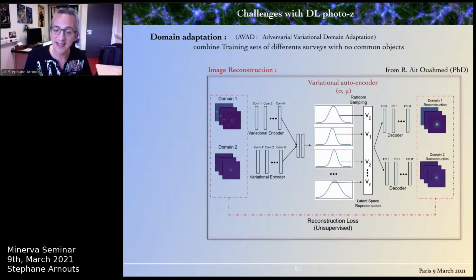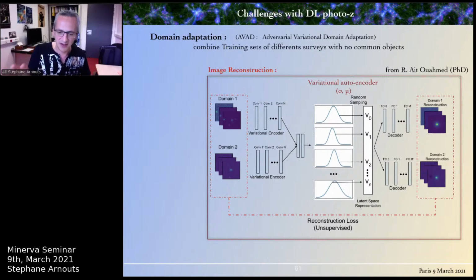On the other side, REDA is developing a more complex approach because the idea is still to have some domain transfer, but this time without any common sources. So two domains with no common objects between them. This is a bit more complex because then you need to go through some variational autoencoder. So you construct your latent space with your two domains, and you first try to reconstruct the images specific to every domain, to the two domains.